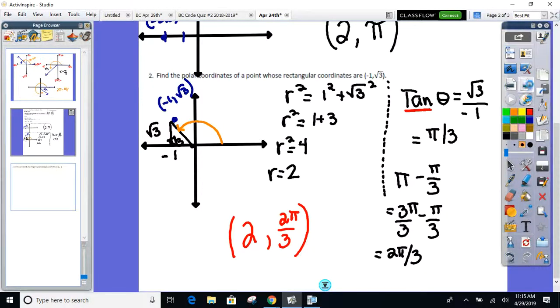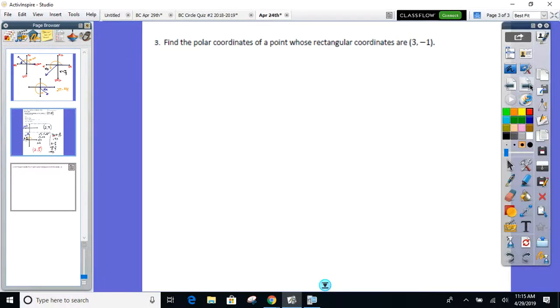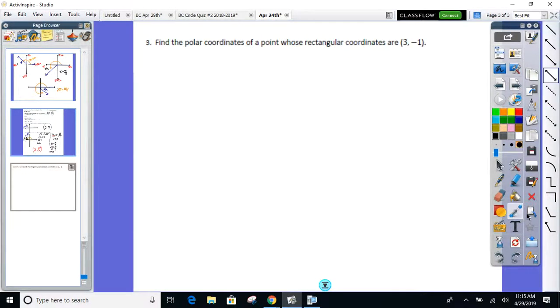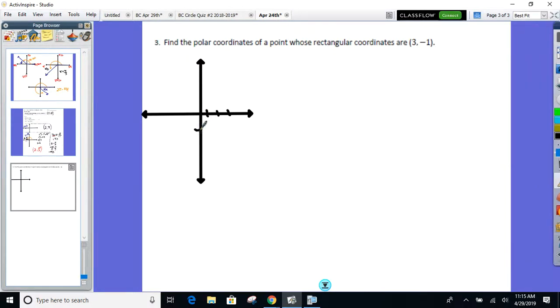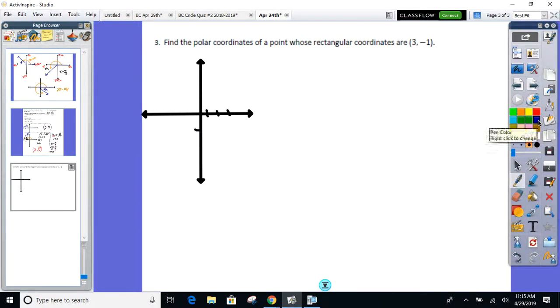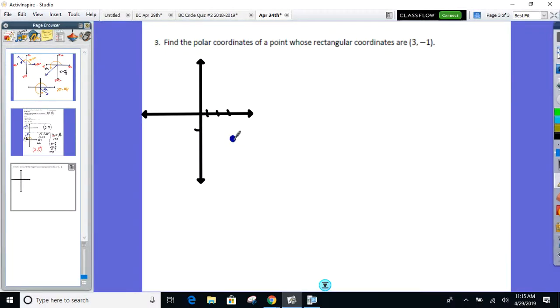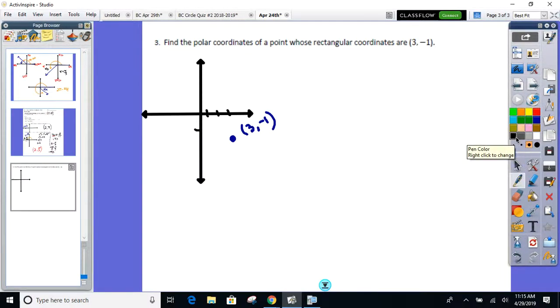All right, one more. That's it, one more. 3, negative 1. Go ahead, graph it. 3, negative 1. Fellas, you all right where this one is? Yeah. All right, just checking. There's 3, negative 1. Quadrant 4. All right, help me find the r value first. Remember, make a right triangle.